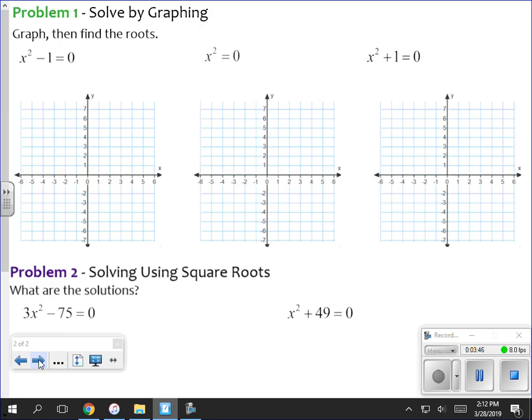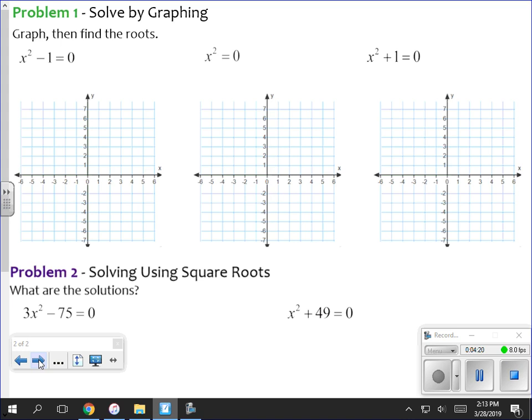Okay, so solve by graphing them. Okay, one of the ways to solve a parabola, and I'm going to be perfectly honest with you, this is the least effective way of solving a parabola, is by graphing it. Straight lines, not so bad. Parabolas, they're really not that accurate. Okay, solving by graphing is not the most accurate way. So it says graph it, then find the roots. So doing this first one together.